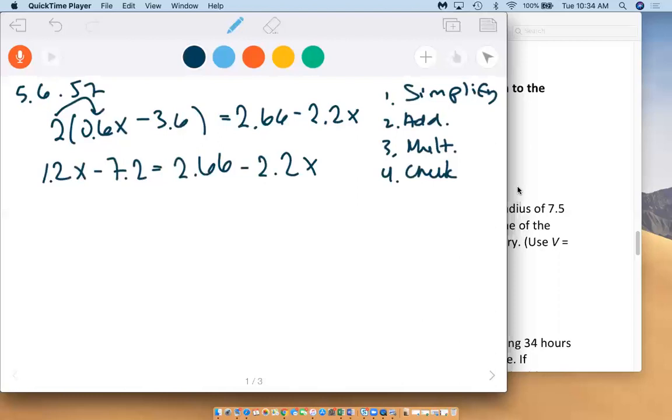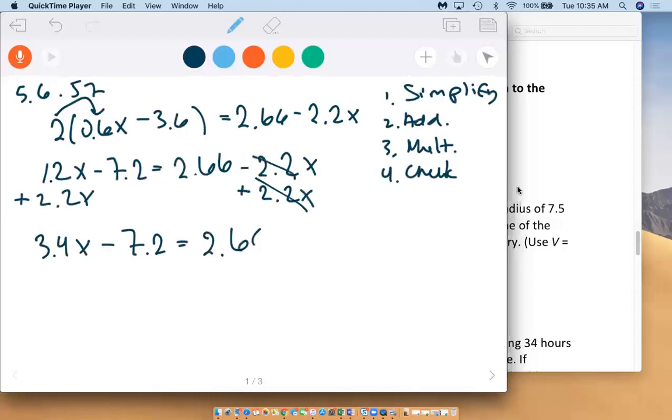Remember, in that step, the idea is to get all of the x variables on one side and the numbers on the other side. In order to do that, you have to cancel out the variable terms on one side. And on this one, I want to have a positive numeric coefficient. So I'm going to add 2.2x to both sides. That will cancel it on this side, so there's no more variable term on the right side. Now we have 1.2x plus 2.2x, which is 3.4x, minus 7.2. All we do is carry that down. Equals 2.66. So now we've got all of our variable term on the left side.